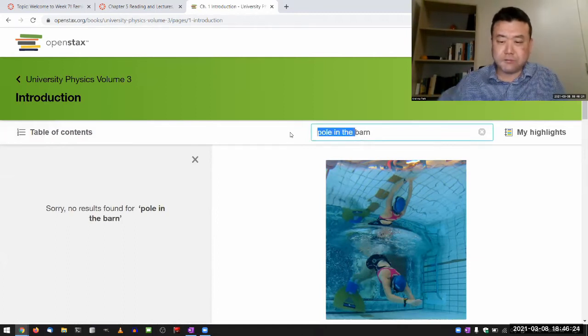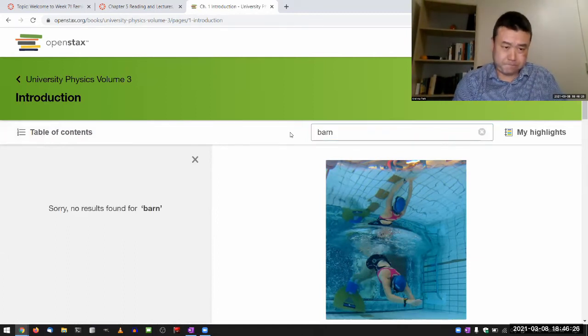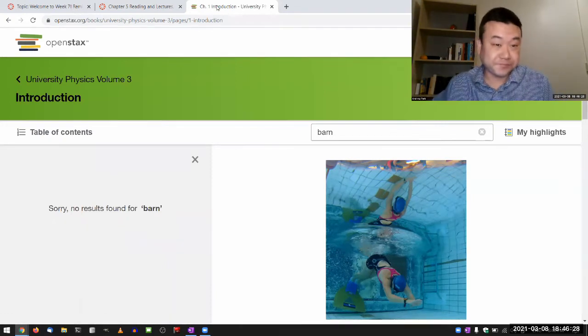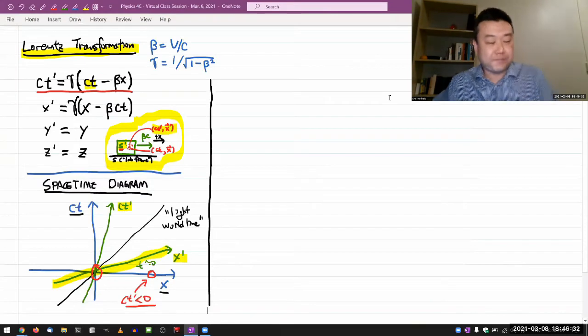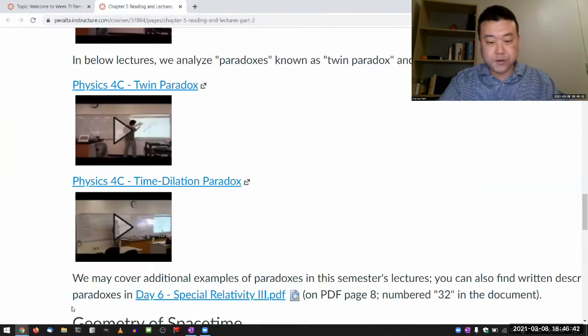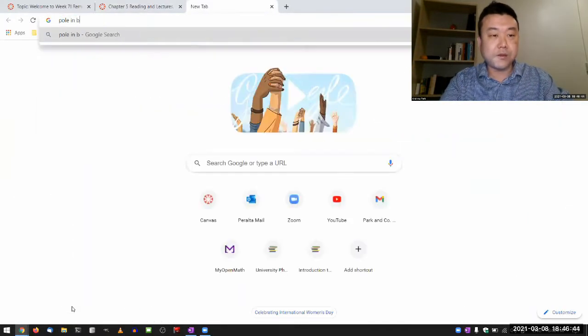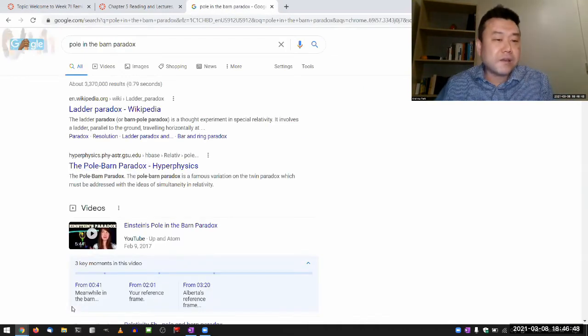Let me just put in the word barn. No, so your textbook might not. So let me just do that. This is a fun paradox situation to think about. And even though the phrase pole in the barn paradox is a common name for this paradox, let me just demonstrate that with a Google search. Pole in the barn paradox. I guess it's also the ladder paradox.